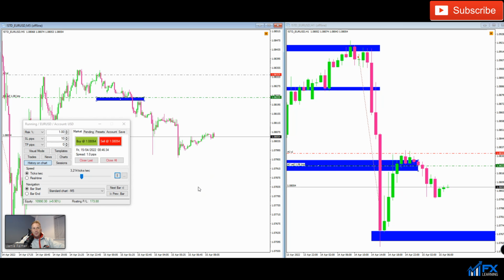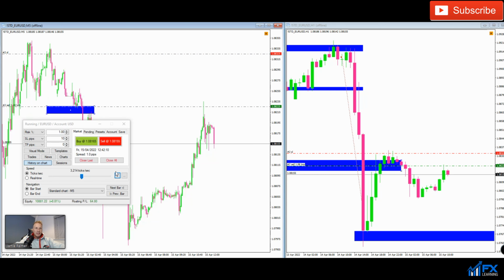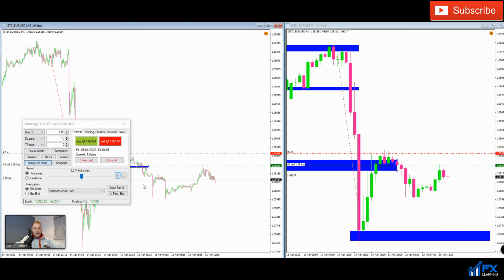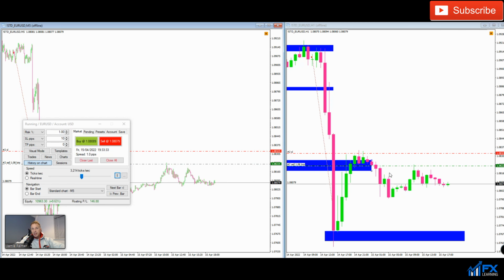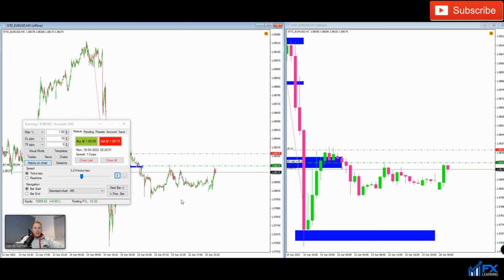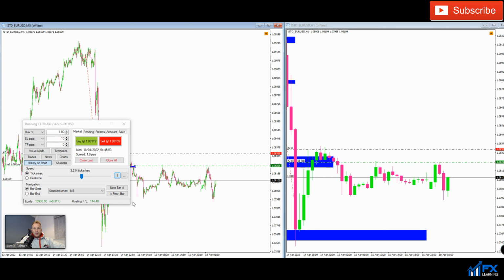There, again, we're waiting for pullbacks: trend down, pullback, trend down, pullback, trend down. I'm going to keep holding it, because we're below the moving average, below the resistance area. Here we go. There we come down.